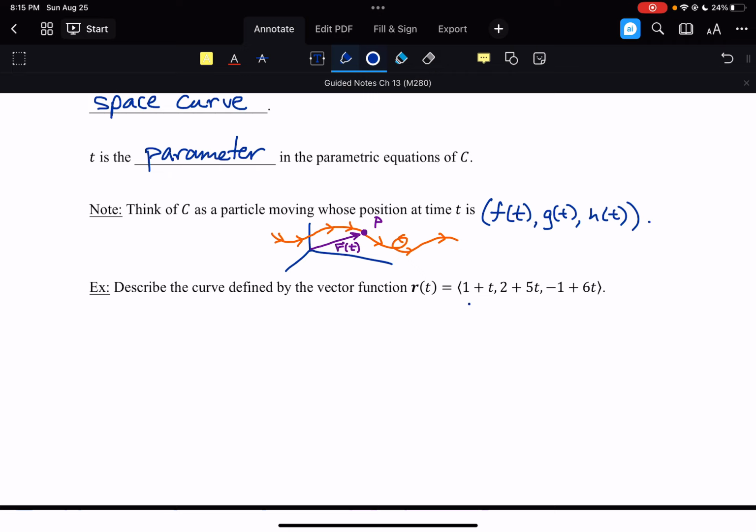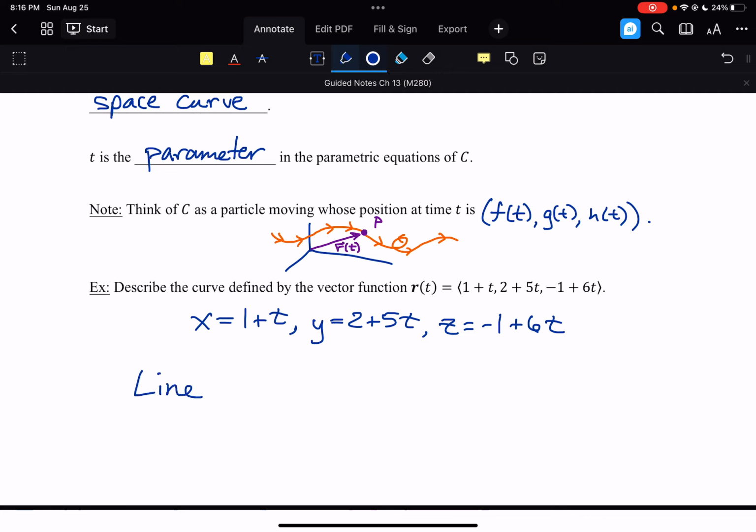Let me go ahead and break this into the components, into the parametric form. We get x equals 1 plus t, y equals 2 plus 5t, and z equals negative 1 plus 6t. And this might make it a little easier to see, but this is the equation of a line, right? This is the vector equation, and these are the parametric equations of the line. So this is a line.